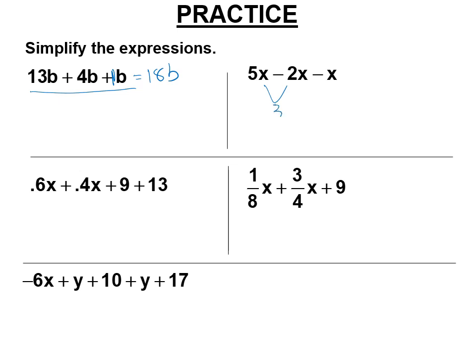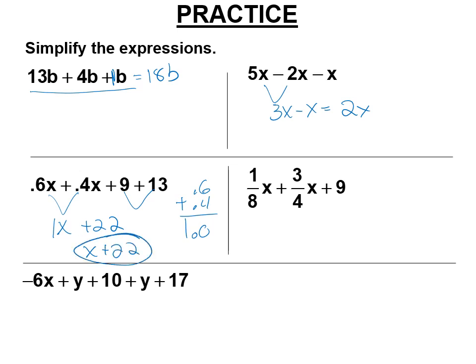5x minus 2x, 3x. 3x minus x, 2x is the simplification. We can combine 6/10 x plus 4/10 x. You don't need the x's here, but 0.6 plus 0.4 is 1, so that's 1x. I'm going to write the 1x. 9 plus 13, those are like terms. That's positive 22, but you don't write 1x plus 22. You write x plus 22. Every time you get 1x or 1y, you just get rid of the 1.